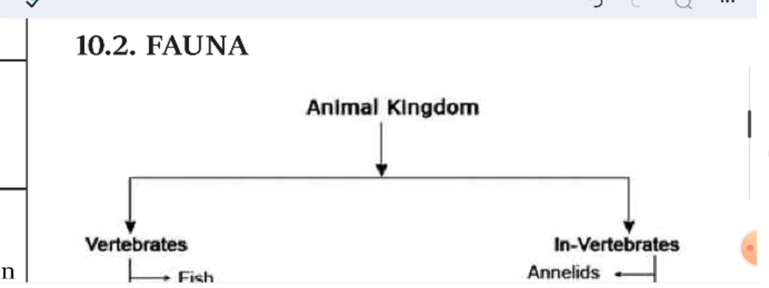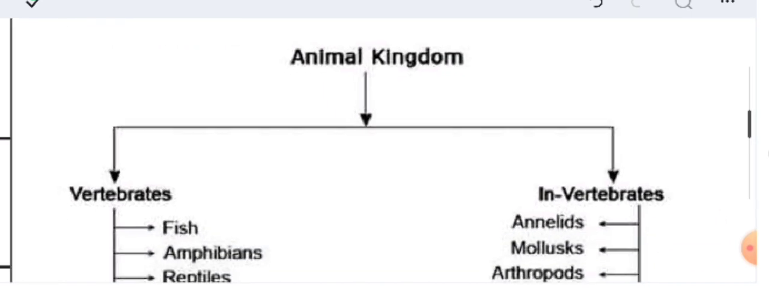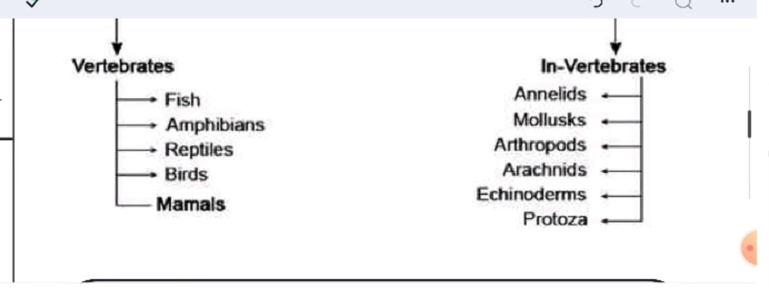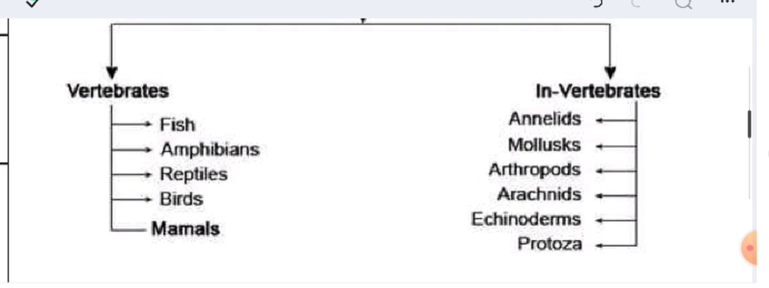Fauna. Fauna is animal kingdom. Animal kingdom is classified as vertebrates and invertebrates. Okay, vertebrates में क्या है? Fish, amphibian, reptiles, birds and mammals. Invertebrate में क्या है? Annelids, mollusk, arthropod, arachnids, echinoderms and protozoa.